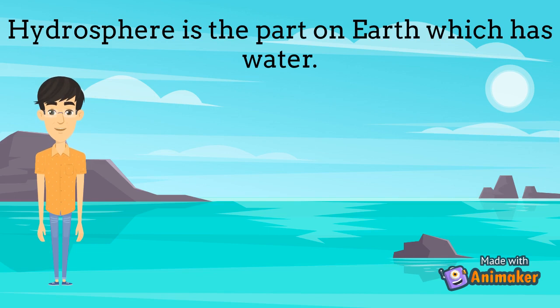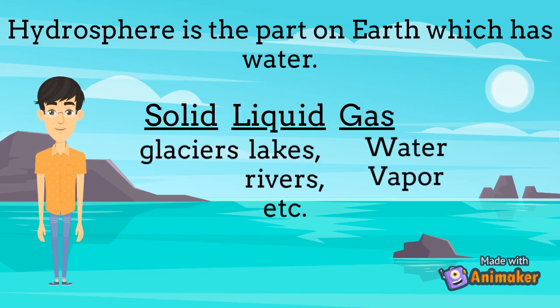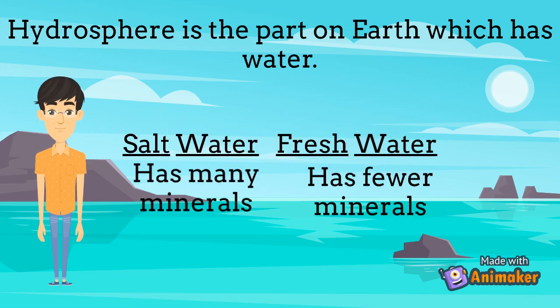Hydrosphere is the part on Earth which has water. This can include lakes, rivers, valleys, and oceans. The hydrosphere can come in any sort of form, like solid, liquid, and gas. Also, there's freshwater and saltwater.